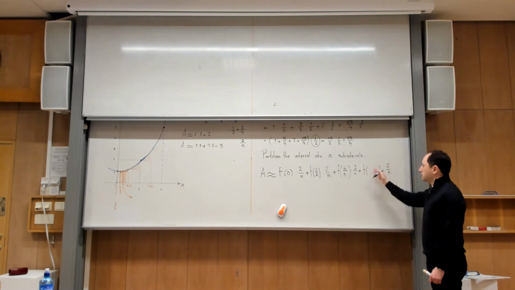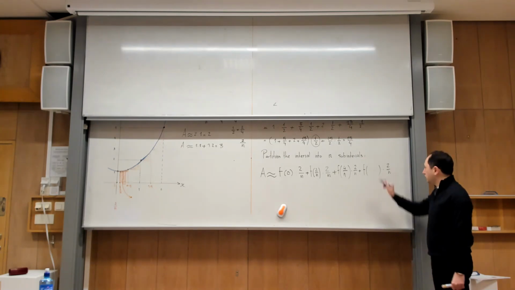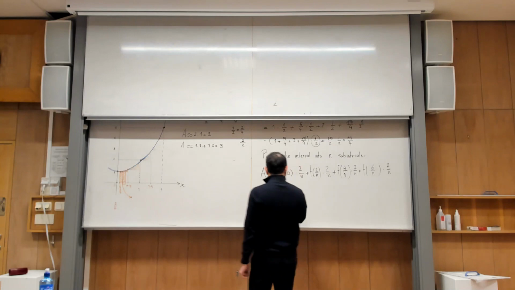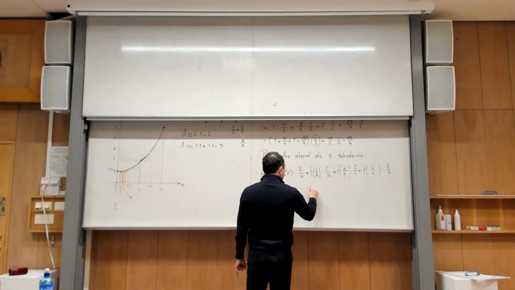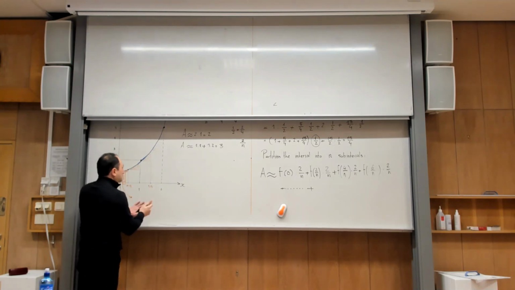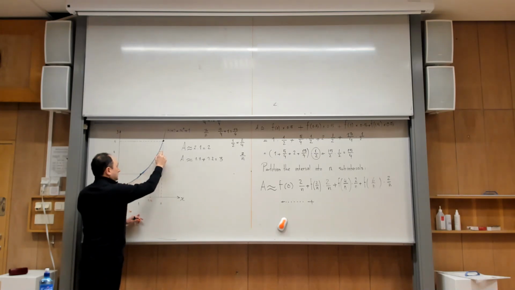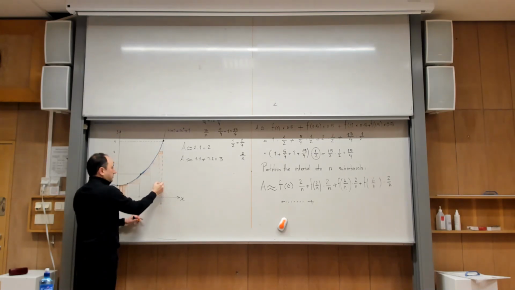Can you tell me what is this one now? 6 over n. 6 over n. Yes? Okay, and then can you tell me, if I continue this process, what would be the area of the very last rectangle? What would be the area of the very last rectangle?